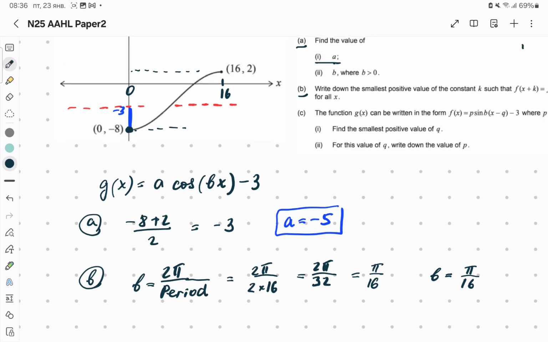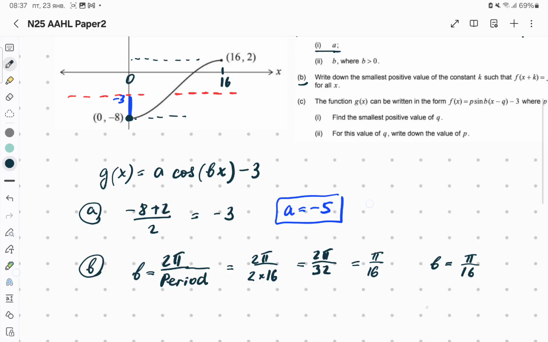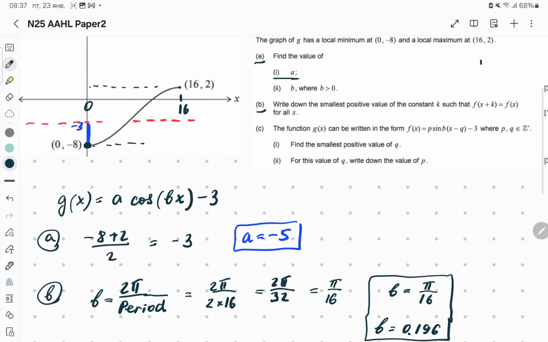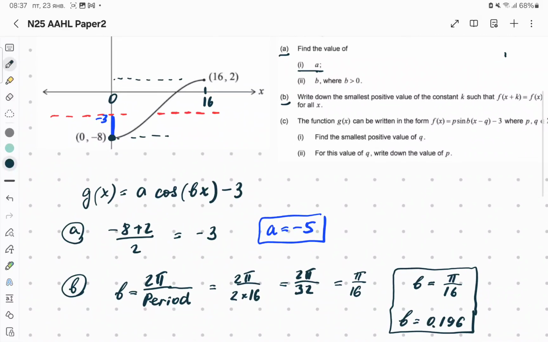Since it's paper 2, it's possible to write in decimal, 0.196, 3 significant figures. Either of these answers will be accepted. Okay, so that's how we solved part A, and now let's turn to part B.